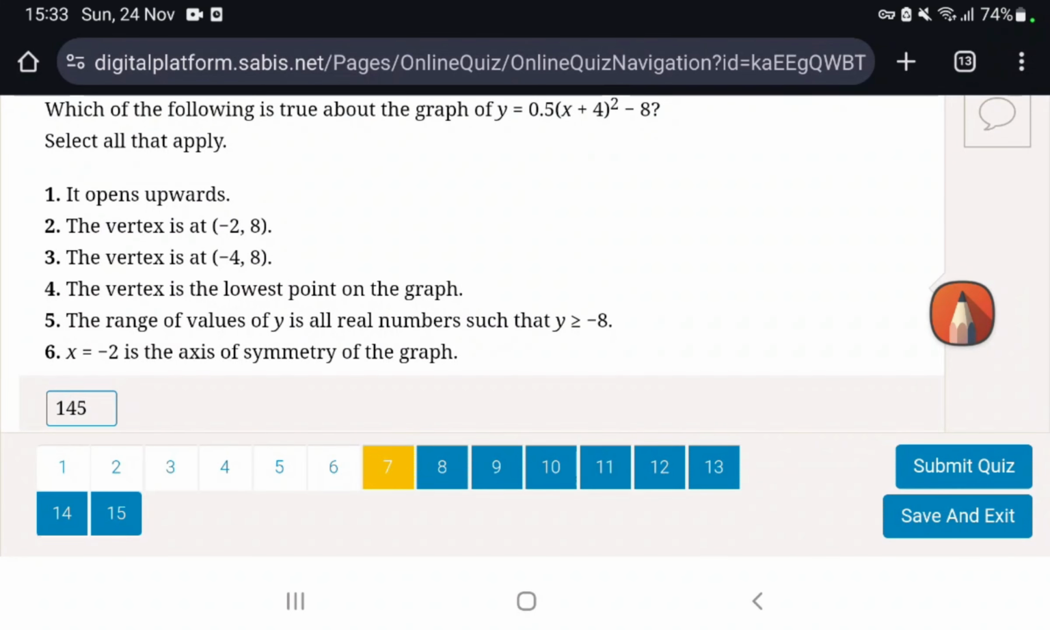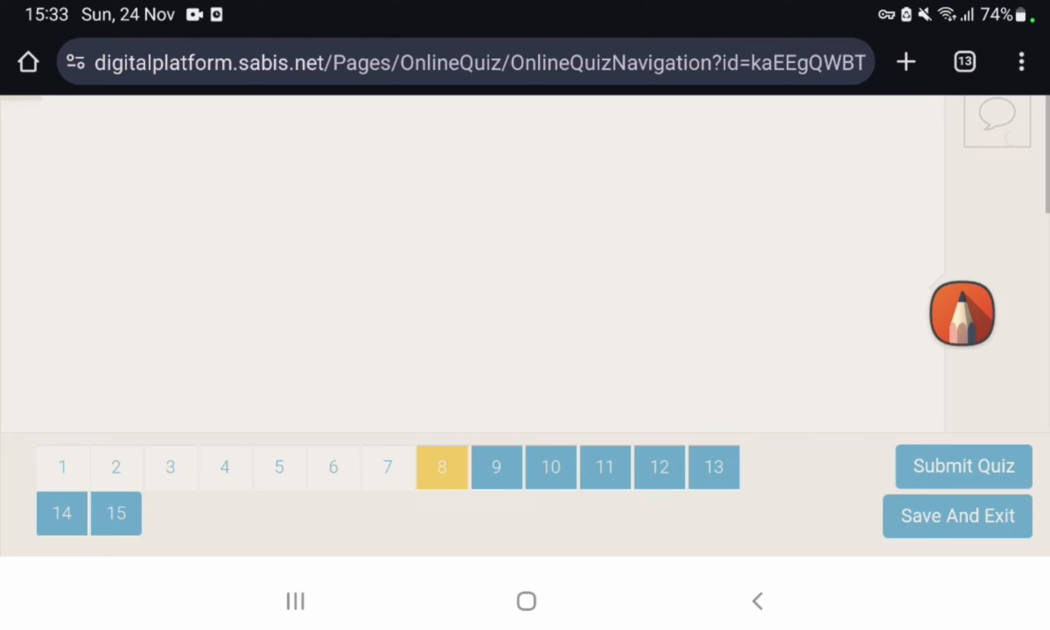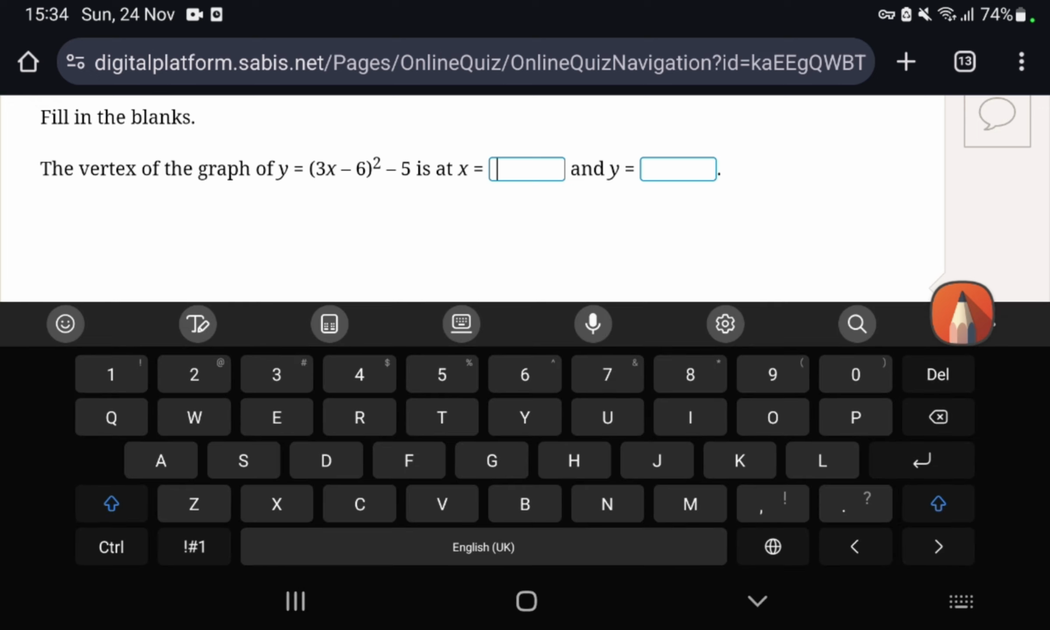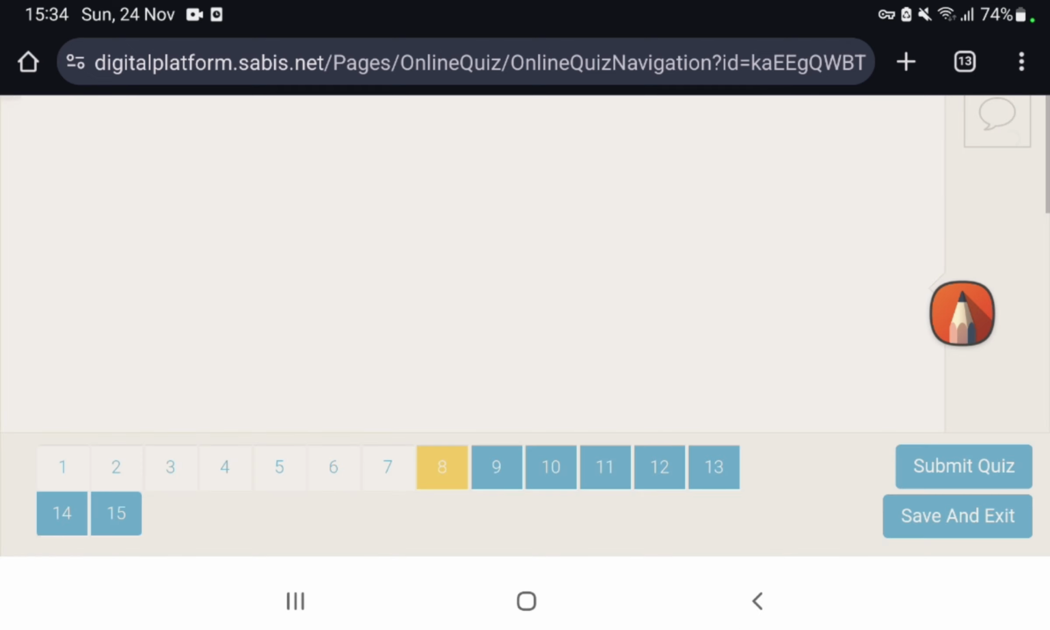The next question, number 8. Now to get x, we take whatever's in the parentheses and make it equal to 0, and we get x equals 2. And for y, it's always the last number, which is in this case -5. Number 9.